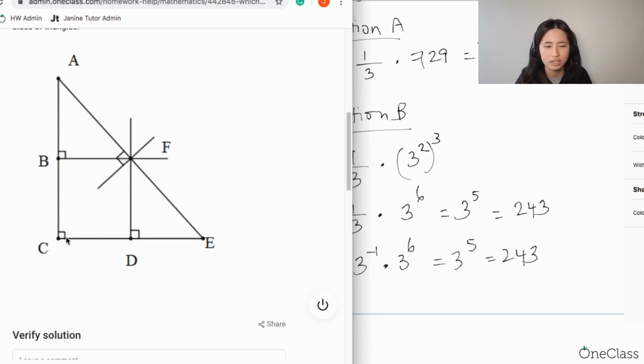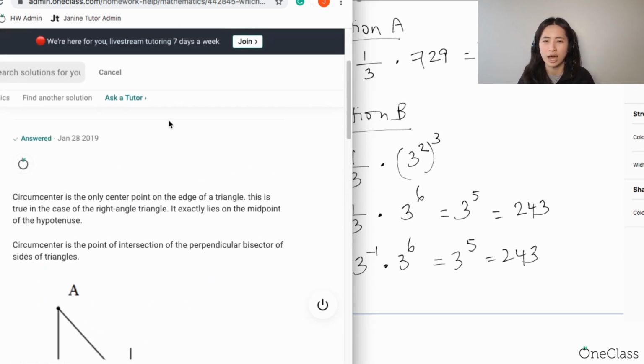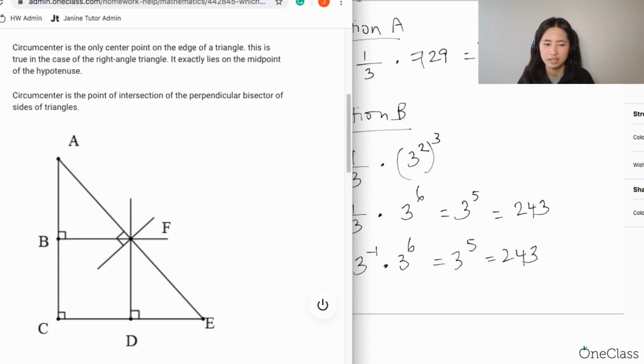It's a right triangle. Anytime you have a right triangle, if you have a circumcenter, that means you have a circle that is outside and your triangle inside. So if you have a circumcenter, that means it creates a midpoint in the hypotenuse of your right triangle. So that's something that you need to remember.